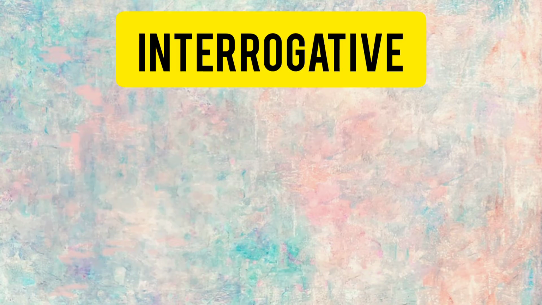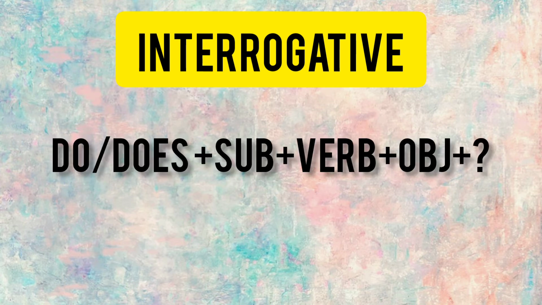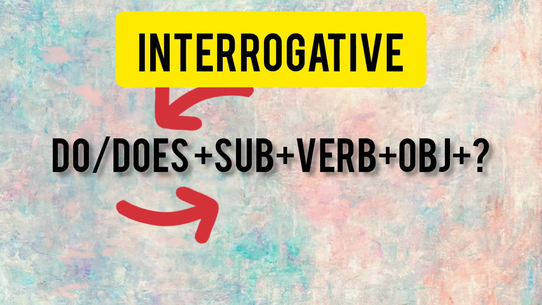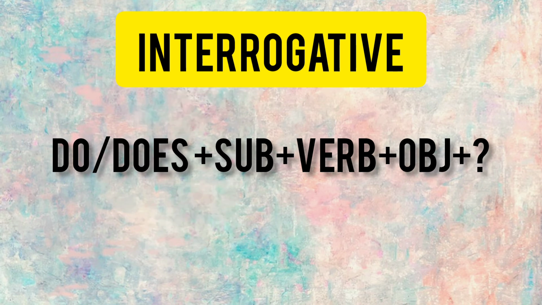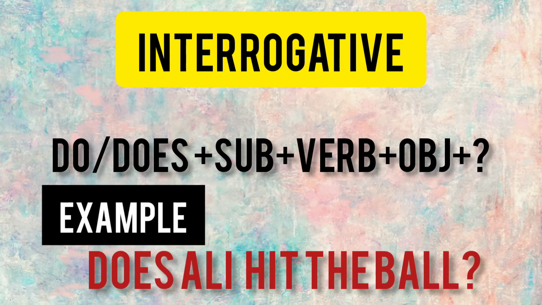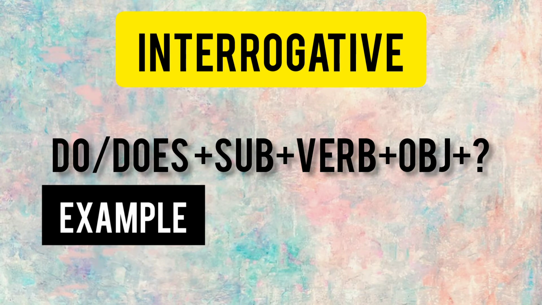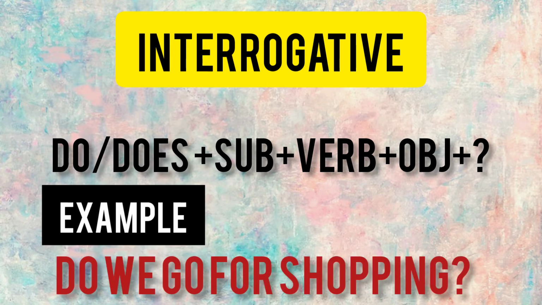Interrogative. Let's have a look at the interrogative structure: do, does, subject. अब क्या होगा, when we say interrogative sentence, the auxiliary verb or helping verb will switch places with the subject. सब्जेक्ट आ जाएगा पहले आता था, सब्जेक्ट आ जाएगा बाद में, और ऑक्सिलरी वर्ब आ जाएंगे पहले. So do or does will come at the place where we suppose the subject to be. तो सब्जेक्ट के बजाय आ गया does, सब्जेक्ट Ali, वर्ब hit, ऑब्जेक्ट the ball. Does Ali hit the ball? And we can say, Do we go for shopping? Here we follow the same rule as we followed in the previous examples for do and does.